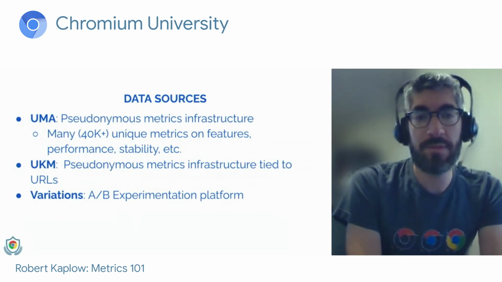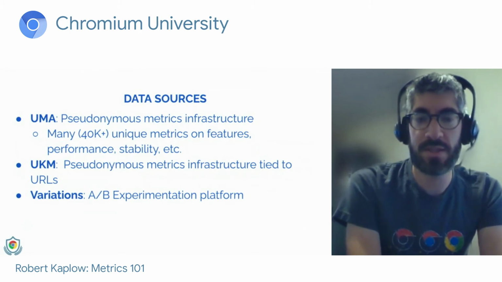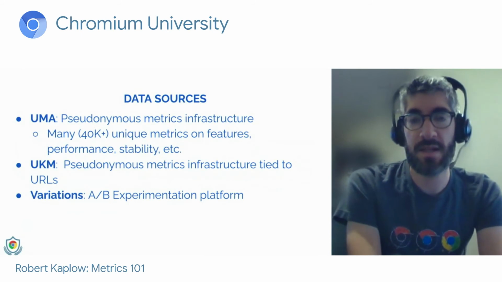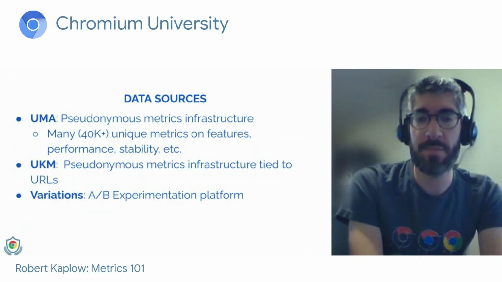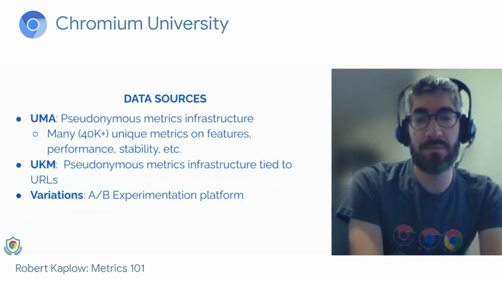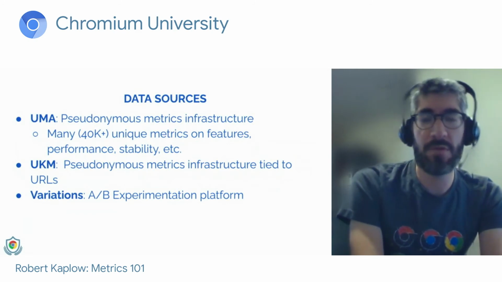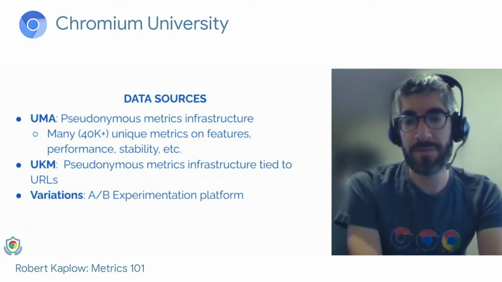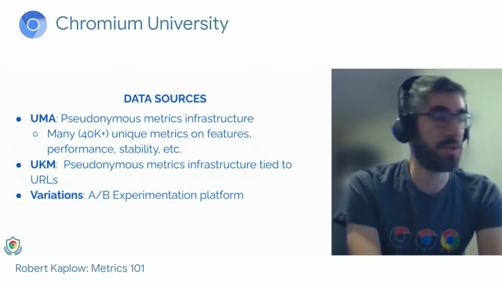So I'm going to talk a little bit about some of the data sources that exist within Chromium. The first one is UMA, User Metrics Analysis. This is a pseudonymous metrics infrastructure. By pseudonymous, I mean it has an identifier that's tied with the installation of the browser itself. It's not tied with any other identifier. This metric infrastructure has lots of different metrics, over 40,000 unique metrics, and these cover a very wide range of things within this very complex piece of software. Related to all the different features of it, the performance, stability metrics, and many other metrics.